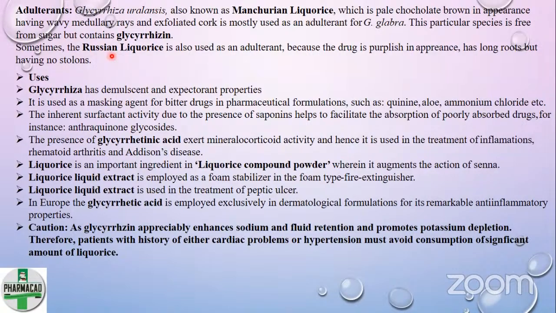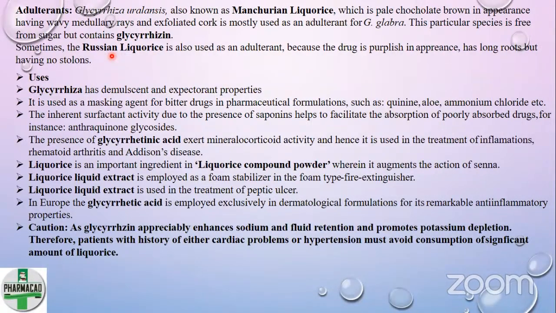Actually, stolons are the ones which will have activity. The root will have comparatively less activity, and that is why our concentration is more on stolons. Now why is Glycyrrhiza uralensis an adulterant? Because it will not contain glycyrrhizin and hence it will not have the sweetening agent activity, and that is why we consider it an adulterant.